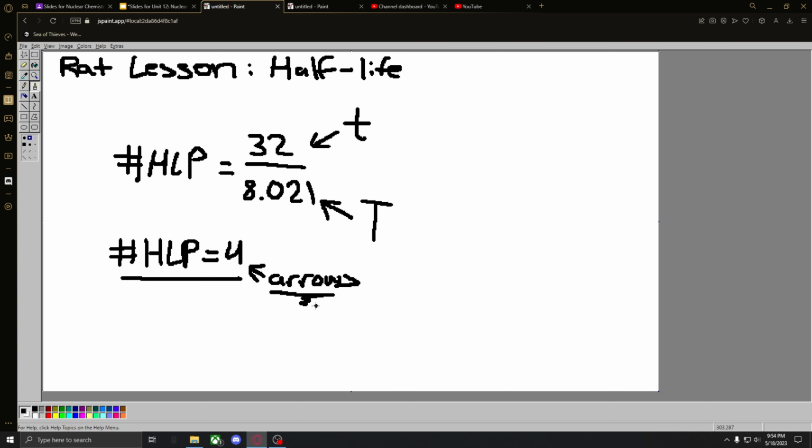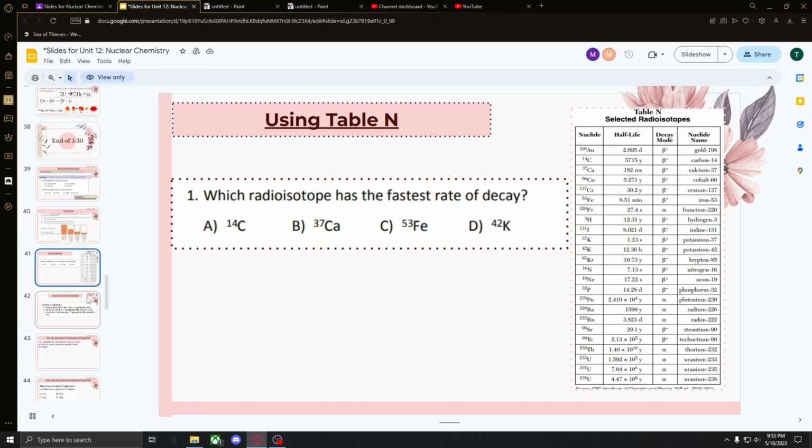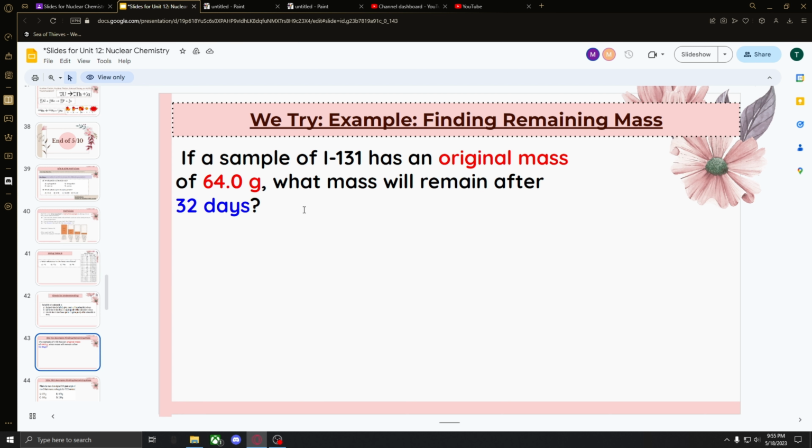Alright, so this is where the arrows come into something very important. Since we need to find what remains of 64 grams, we basically halve 64 four times, for the 4 arrows. So 64, 32, this is our first arrow. Our second arrow is 16. Our third arrow is 8. And our last one is 4, our fourth arrow. So our final answer is 4 grams.